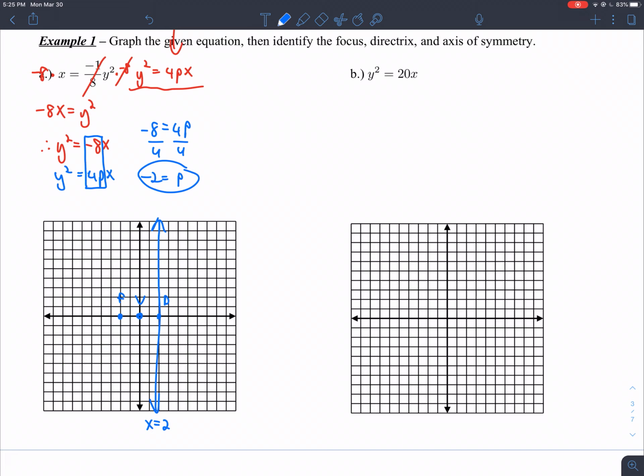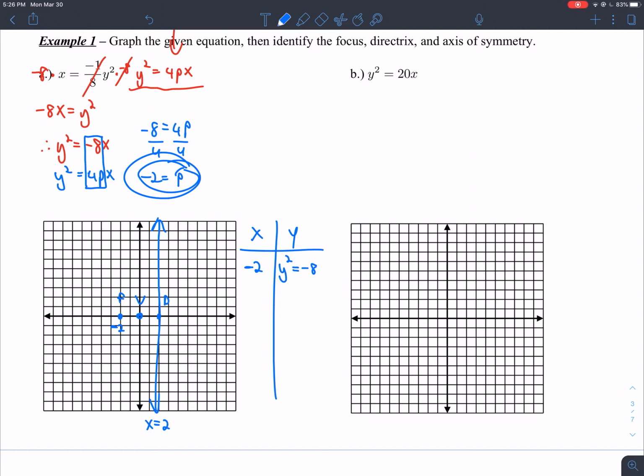Since this is the first time you're doing this, you should probably plot some points just to make a little bit more accurate parabola. So if you just plug in, my suggestion would be take the focus number for x, okay? So negative 2 for x, or the p-value here. Use that as your x value to plug in. And that'll give you usually some easy to graph y values.